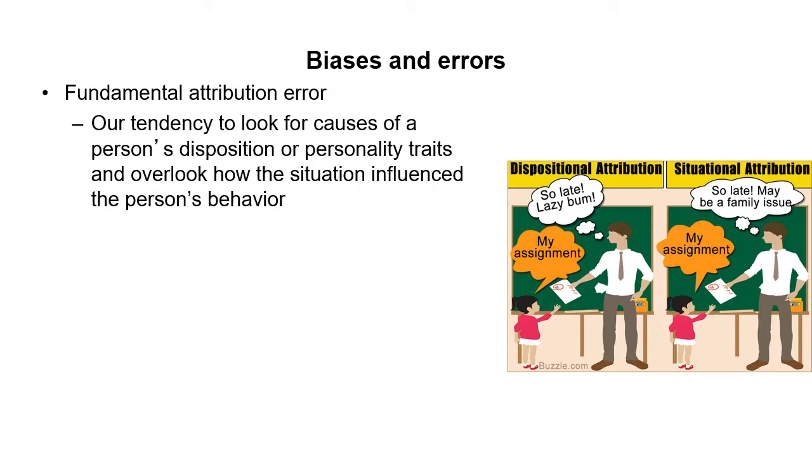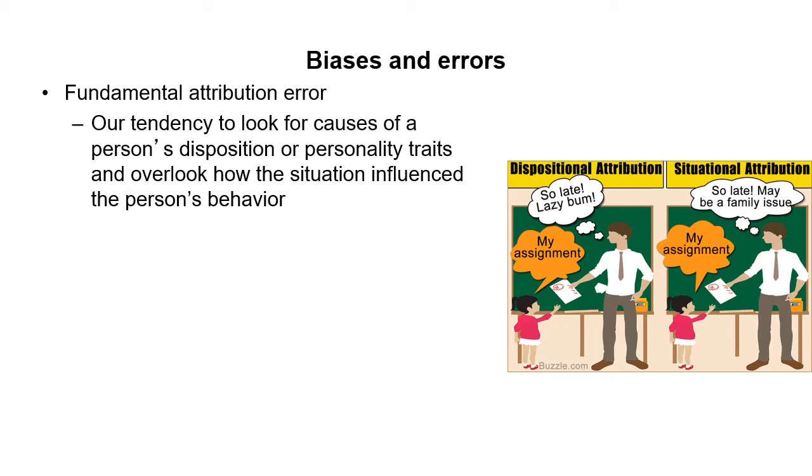One thing when we do attributions, we have some errors that occur. The first and most important error is what's called the fundamental attribution error. The fundamental attribution error is where we look at other people, especially when we determine that their disposition, their personality traits, is what causes behavior rather than the situation. So the fundamental attribution error is where we look at internal, mainly, causes for other people's negative behaviors.